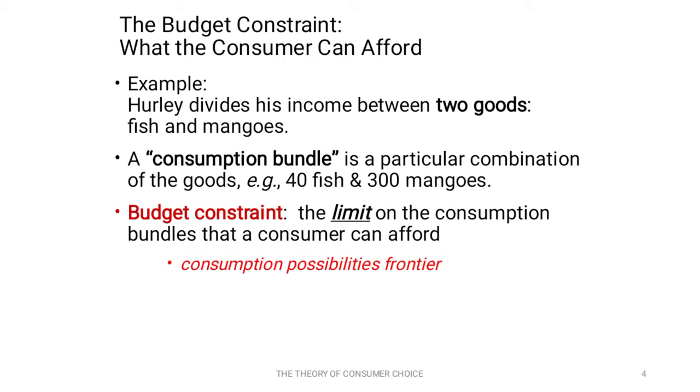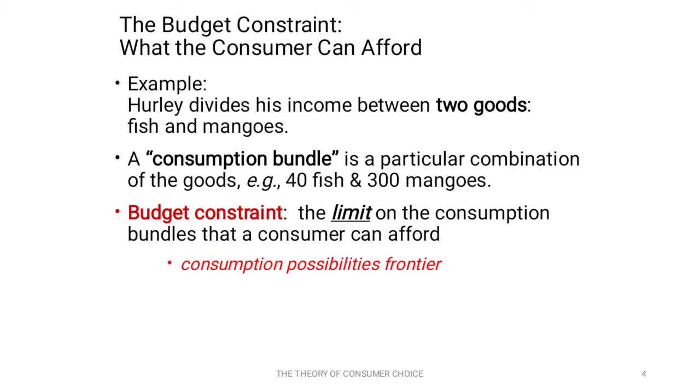The first thing is the budget constraint. When you say a constraint, it's like a limit: what the consumer can afford. For example, Harley divides his income between two goods, fish and mango. His consumption bundle is a particular combination of goods, for example, 40 fish and 300 mango. A consumption bundle is just a combination of two goods. The assumption underlying this is that the consumer can purchase only two goods and spends all his income on those two goods. So a budget constraint is a limit of the consumption bundles that a consumer can afford.